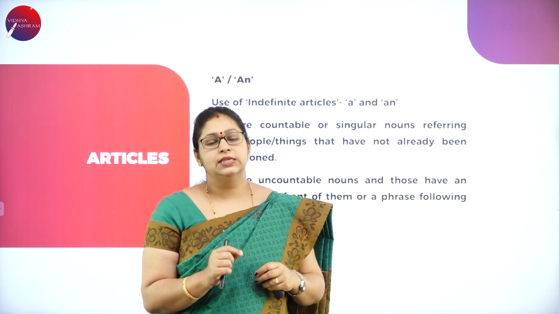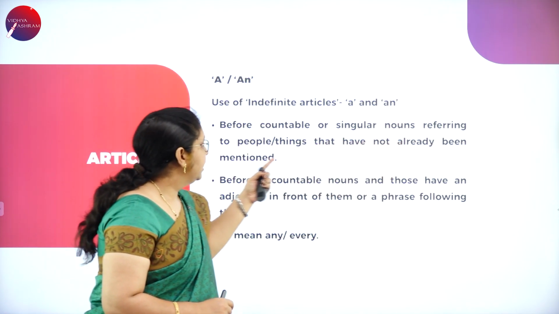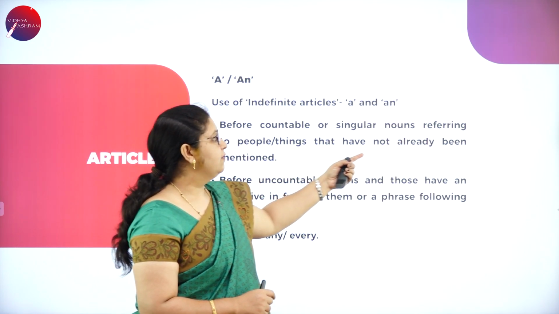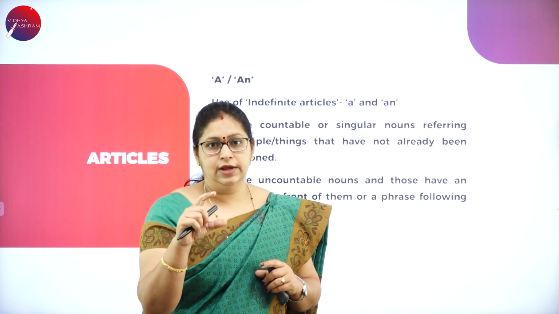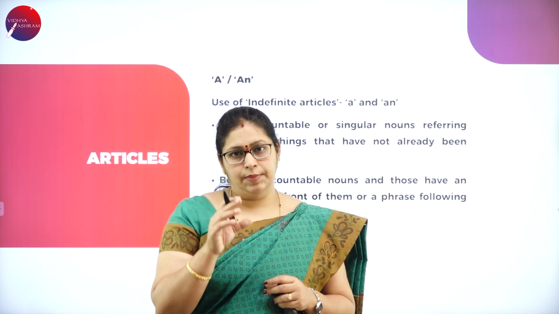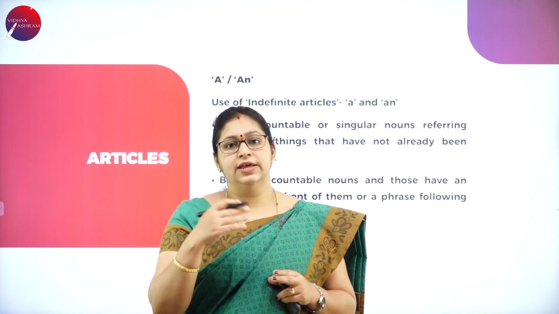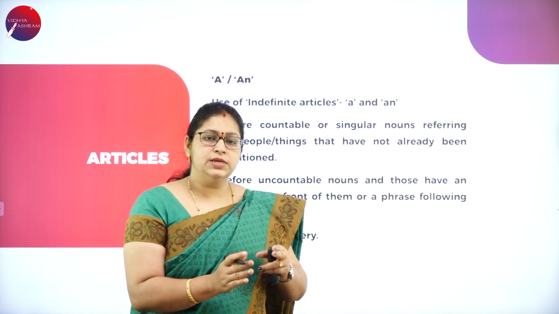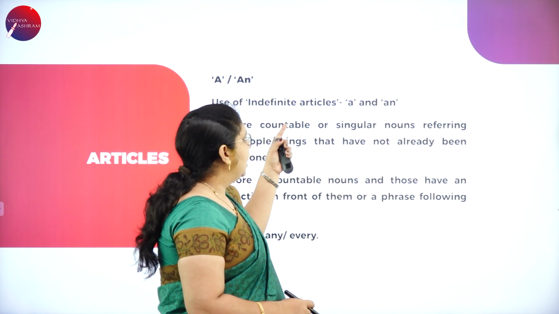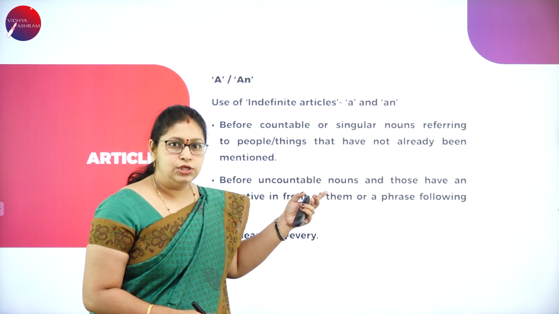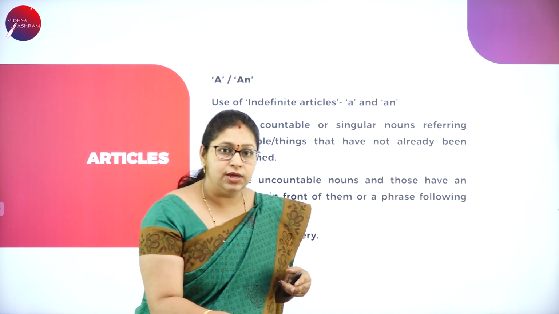Where do we use these articles? Before countable or singular nouns referring to people or things that have not already been mentioned. If, in a paragraph about a person or a thing, it is already mentioned, then we use the definite article. But if the person or the thing is not mentioned previously, we use the indefinite article, a and an. So when it is common, we use a and an. When we are very particular, we use the.